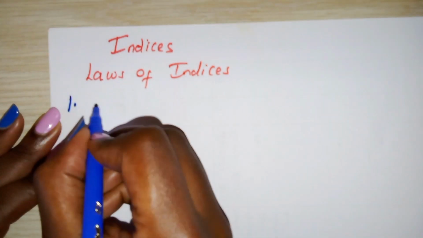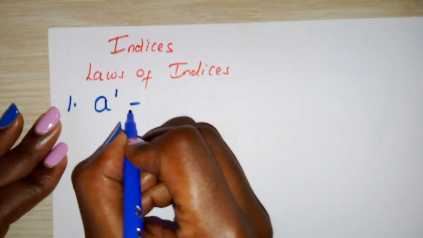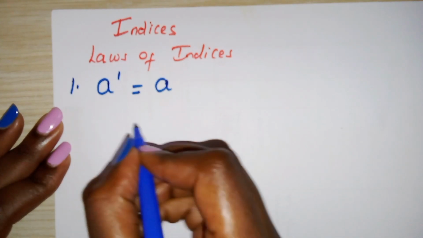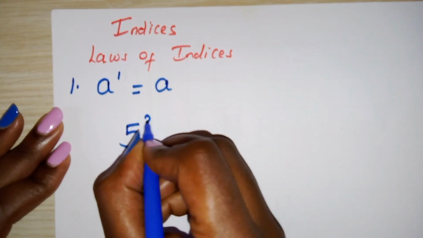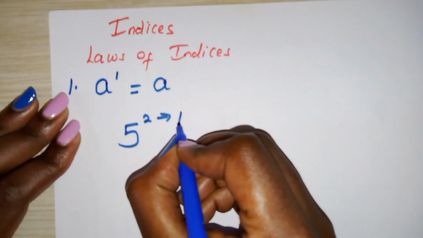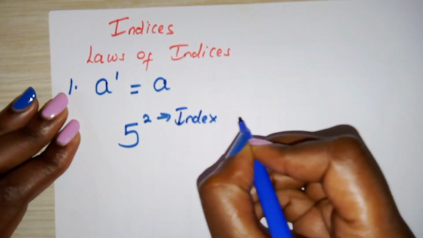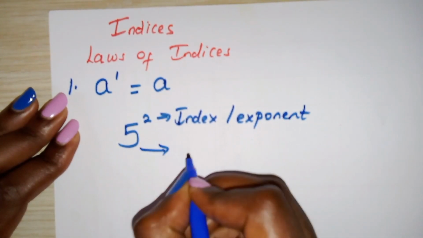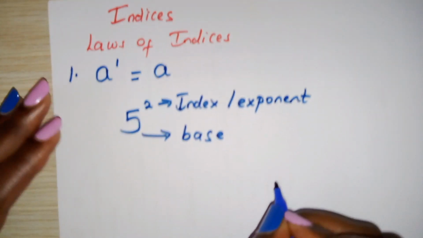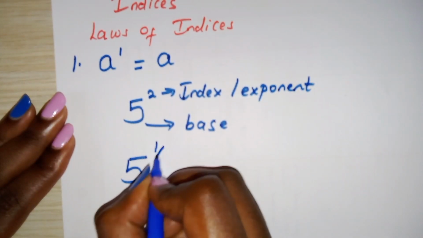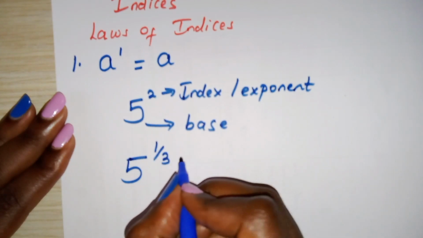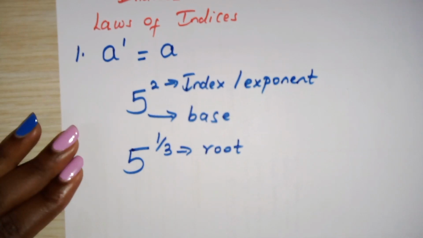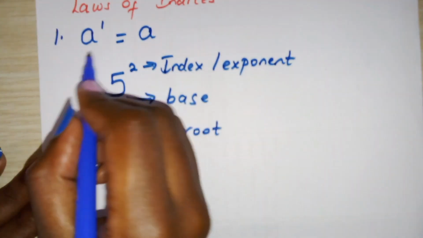So the first law is a power 1 is the same as a. And before we continue, I want us to go over something. If you have a number like 5 power 2, the 2 is called the index or the exponent, and the 5 is called the base. Also, if you have a fraction as the power, this is called the root. Okay, so let's continue.